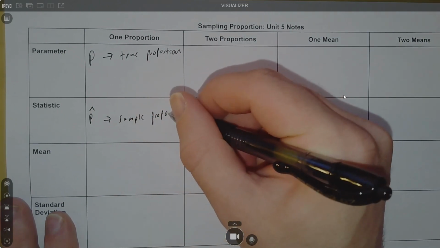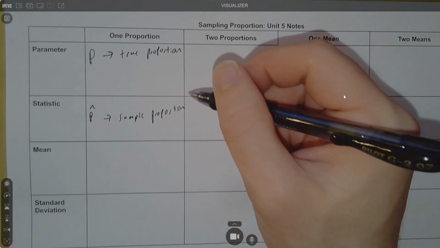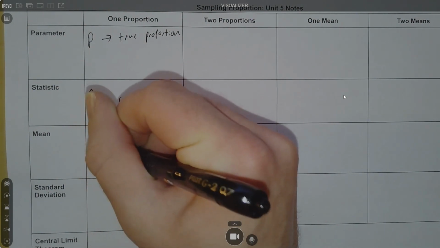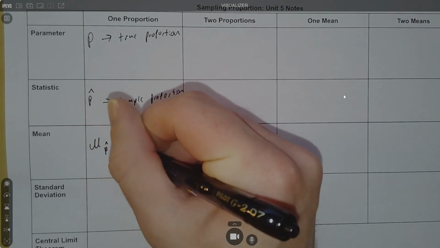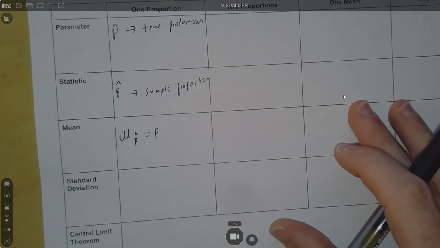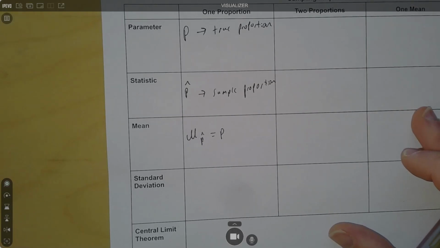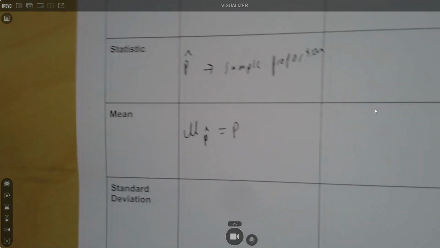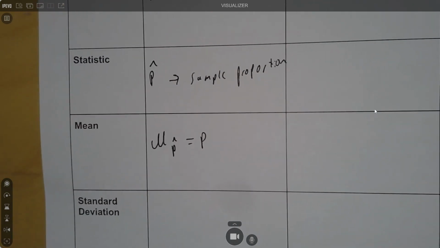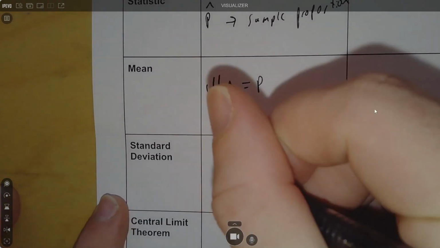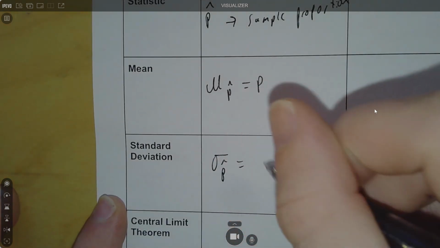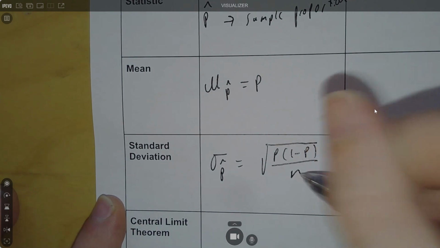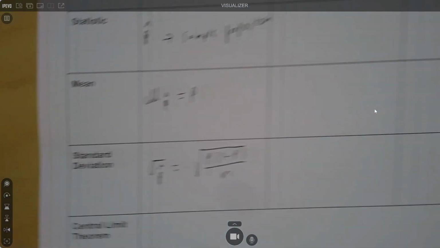The mean for a 1 proportion sampling distribution is, and we use this symbol to represent it, mu p hat equals p. So the mean of the sampling distribution just equals whatever p is. And then the standard deviation, that is the sigma p hat, equals the square root of p times 1 minus p over n. Alright, next one.